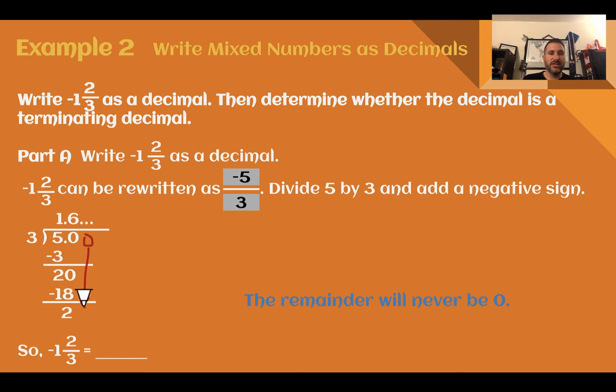Now if I bring on another 0, I'm at 20 again, which means I would subtract 18, which is a 6. I'm seeing my same pattern here, again, with my 20s and my 18s with 2 left over. I'm seeing that pattern, it's going to keep going. -1 2/3 is equal to -1.6 repeating, or 1.6 with a bar over it. No matter what, the remainder will never be 0. That's an indication of repeating. That's an indication of repeating with a number other than 0. So it would be a repeating decimal.